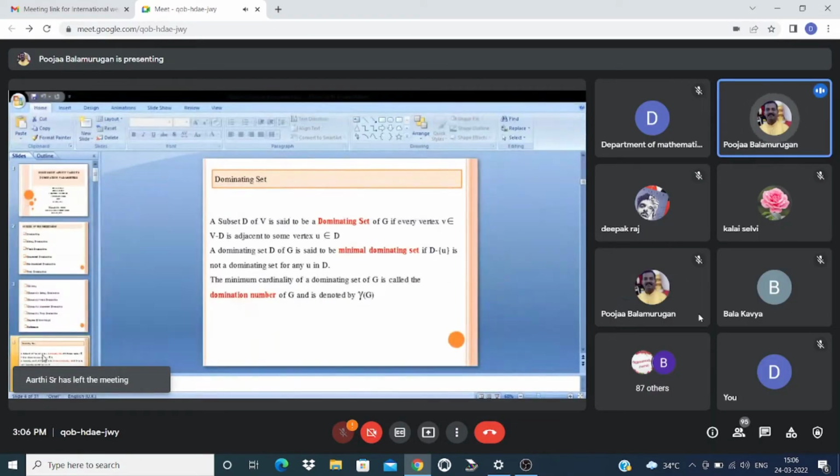And also, a dominating set D of G is said to be a minimal dominating set if, when any vertex is removed from D, it is no longer a dominating set. So it is called the minimal dominating set of G. For example, you take V1, V2, V3, V4, a path.